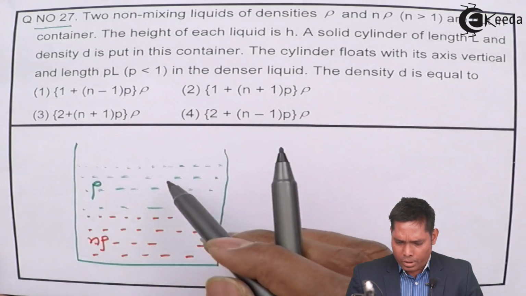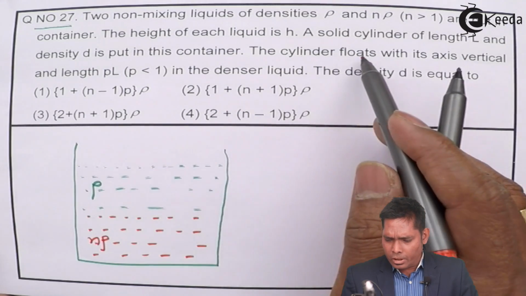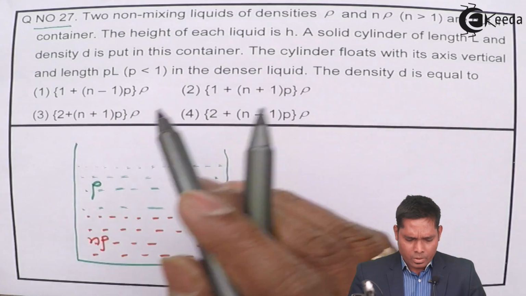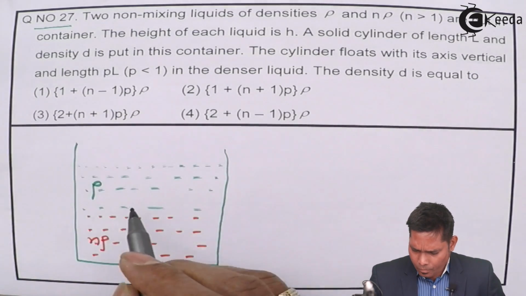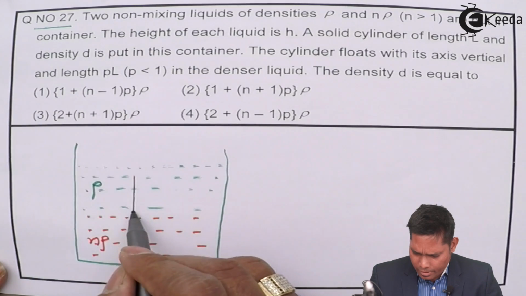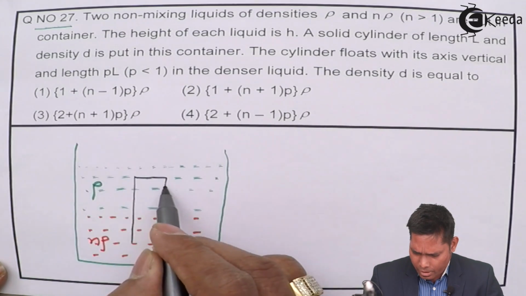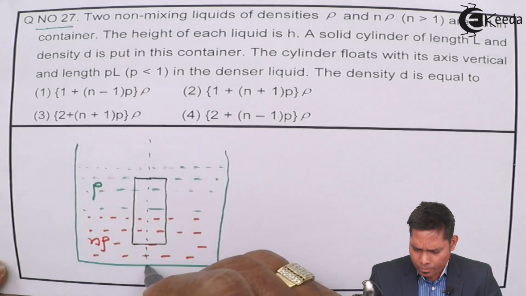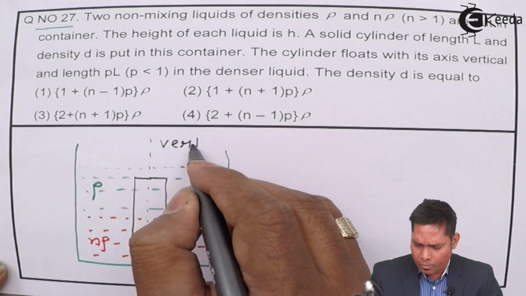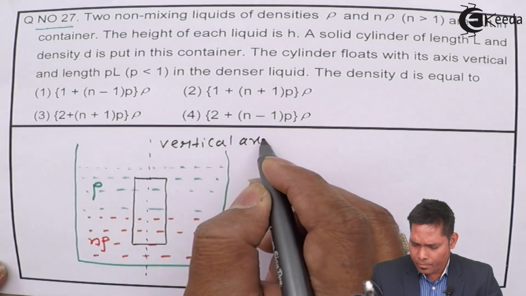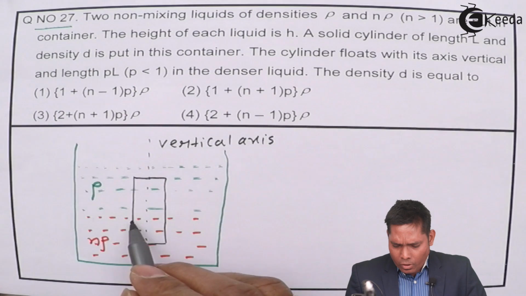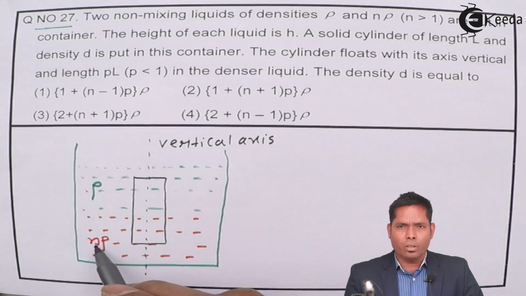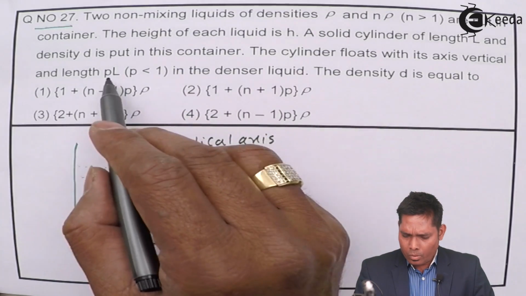A solid cylinder has to be put here. The cylinder floats with its vertical axis and length rho L in the denser medium. So the solid cylinder is put inside this liquid and it floats with its axis vertical. This is the vertical axis, and the part of the solid which is in the denser medium, that means in this liquid, is rho L.